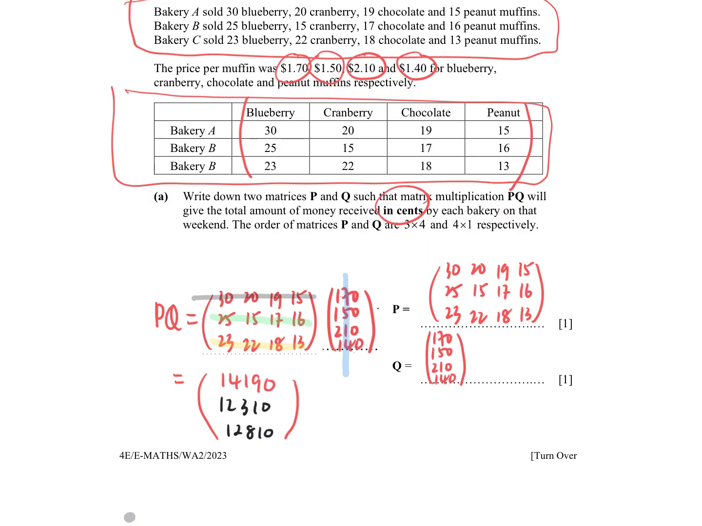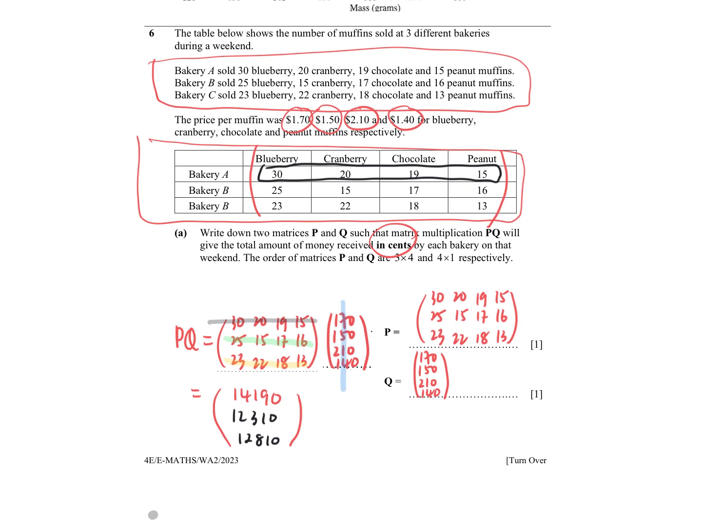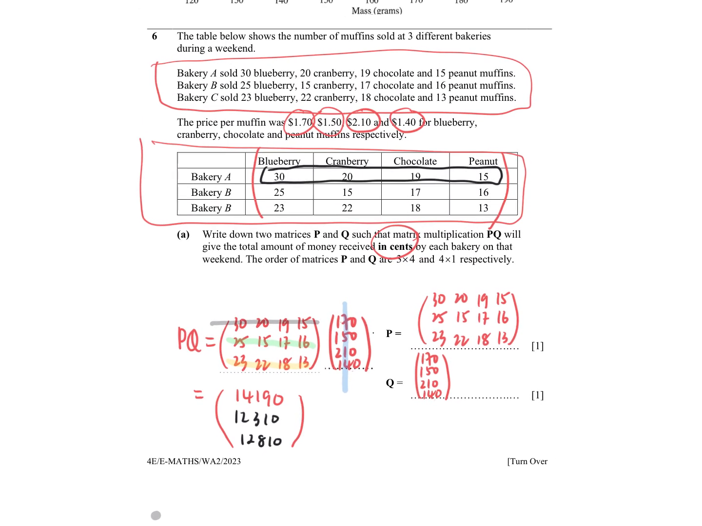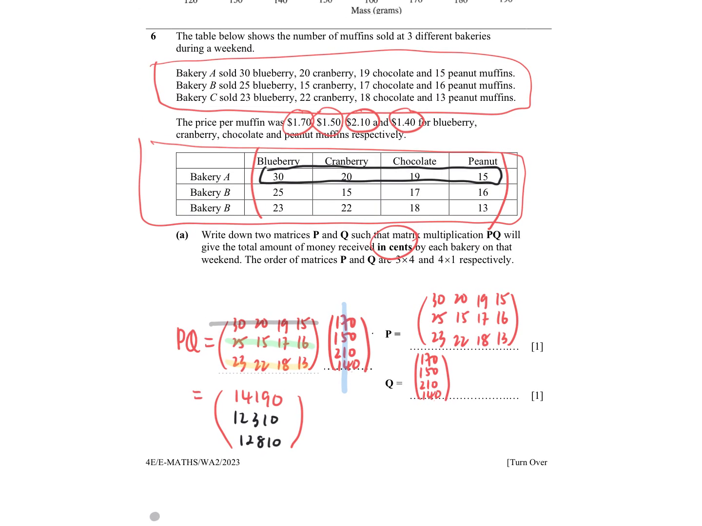Okay, so just by imagining what you are trying to calculate, you are trying to calculate the total cost or total sales. Is it the profit? It's just your sales. Your total sales in bakery A, bakery B, bakery C respectively, if they ask. Okay, next.